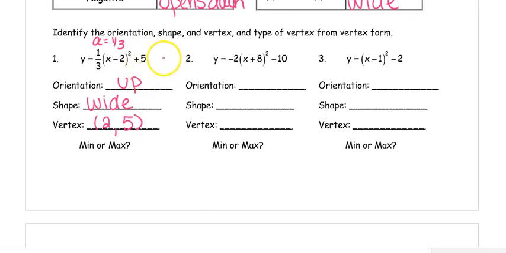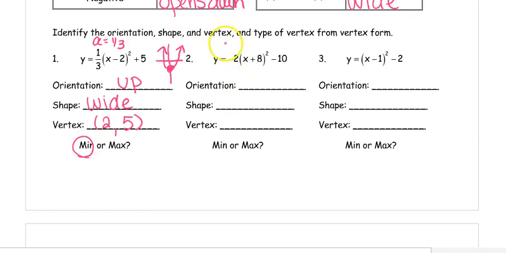So now if we know that the orientation is that it opens up, we know the parabola looks something like this. So if it has a min or max, since it opens this way, that means the vertex would be a minimum. The vertex in my little picture isn't necessarily the right vertex. I just want to talk about how if it opens up, that means the graph has a minimum.